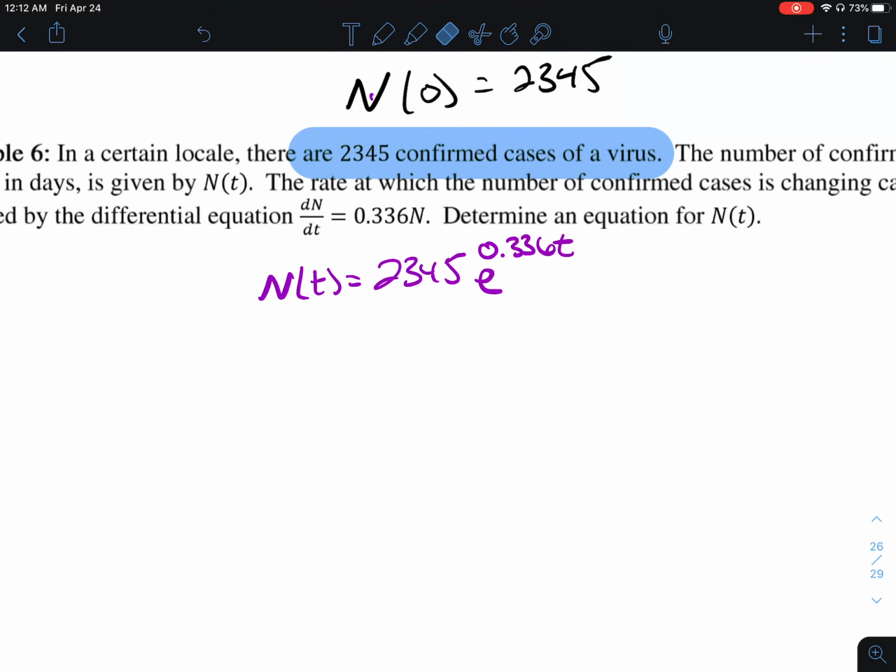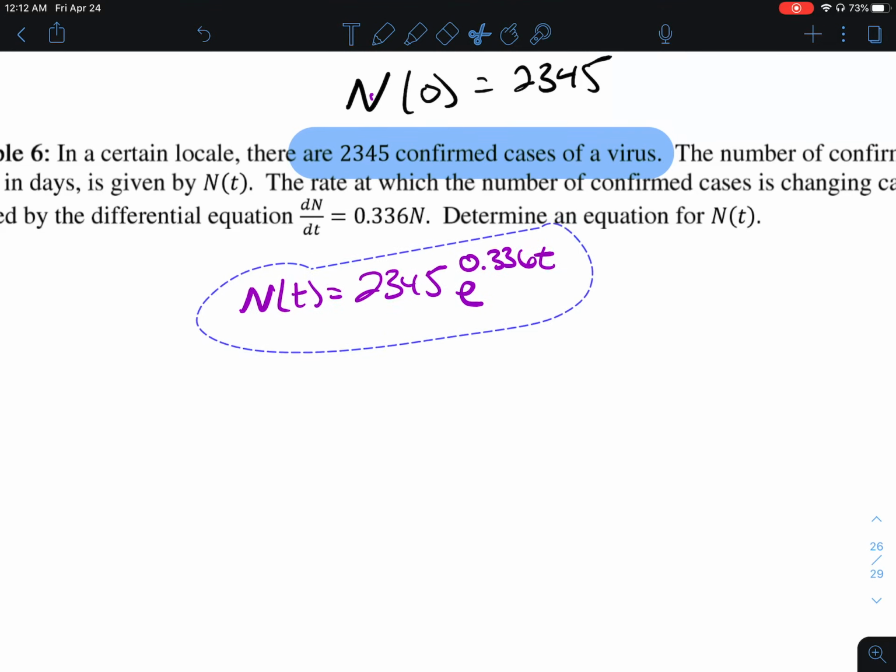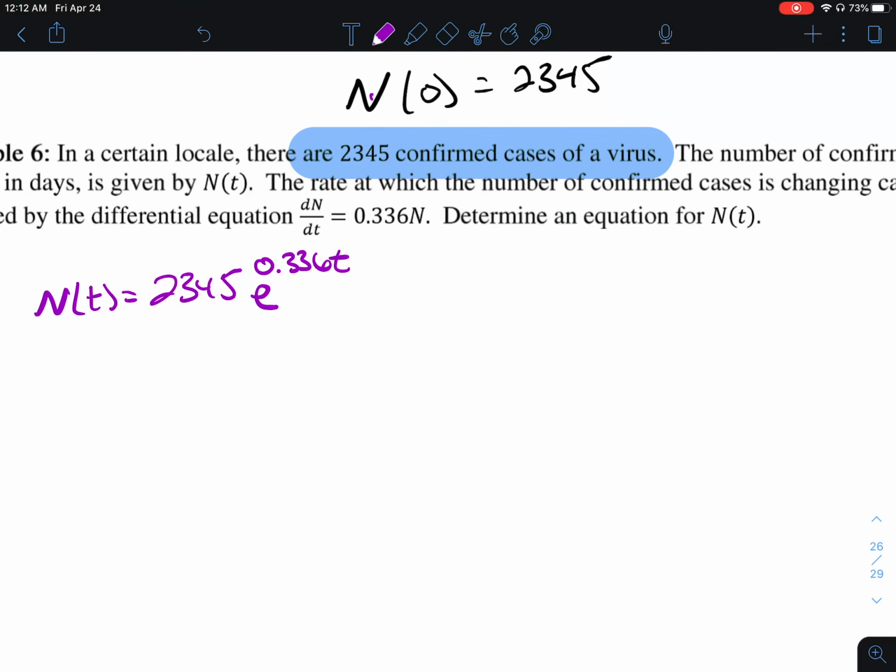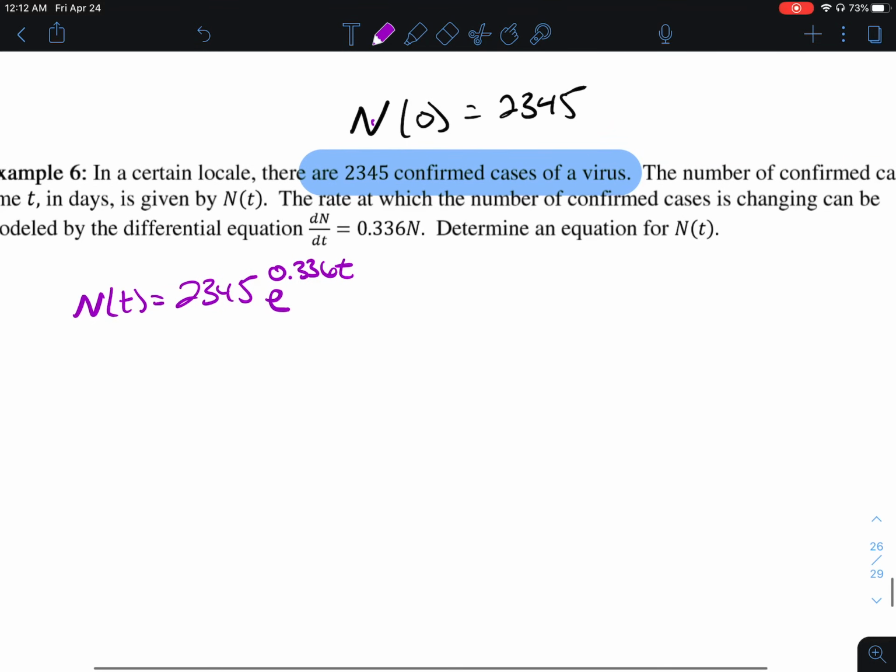According to the folks in the review session, we are allowed to jump to this answer immediately like that and be done with the problem. Once again, that happens when you have a derivative equal to a number times the variable that's in the numerator of the derivative.